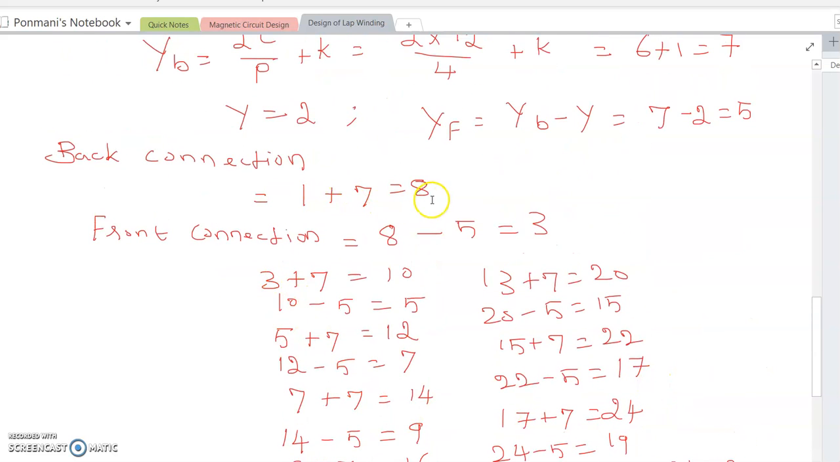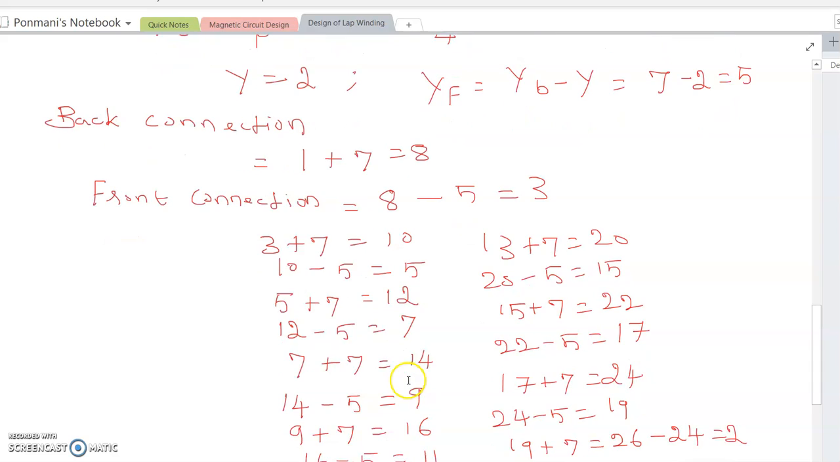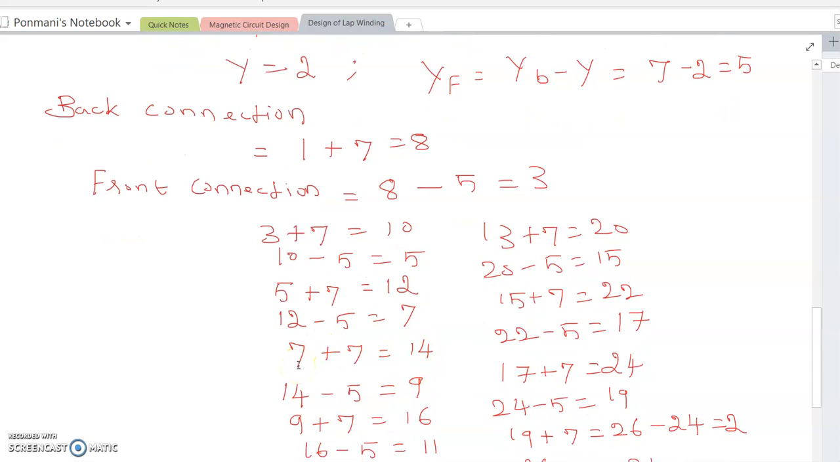So 1 plus 7 is equal to 8. 8 minus 5 is equal to 3. Then 3 plus 7 is equal to 10. 10 minus 5. So all this plus sign represents the back connection, and this minus sign represents the front connection. So 8 will be connected to 1. 10 will be connected to 3. 12 will be connected to 5. 14 will be connected to 7.